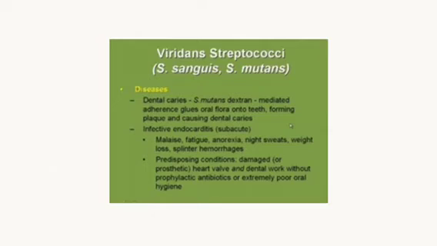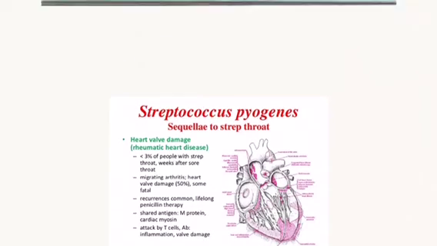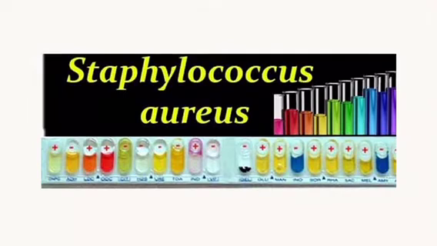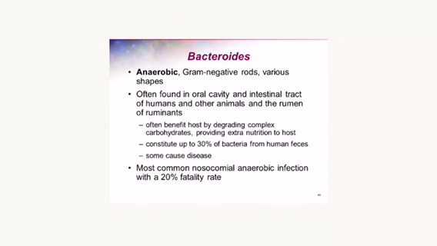Number 2, viridans streptococci. Number 3, Streptococcus pyogenes. Number 4, Staphylococcus aureus, and this is not methicillin-resistant Staphylococci. And number 5, oral bacteroides and some other oral anaerobes.